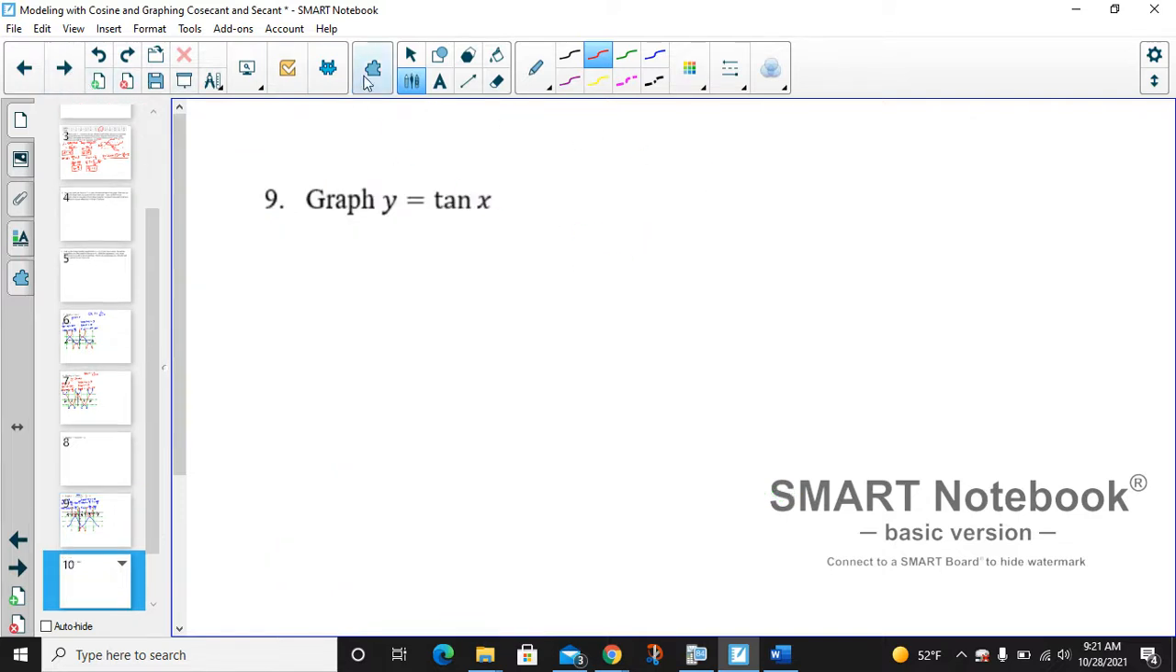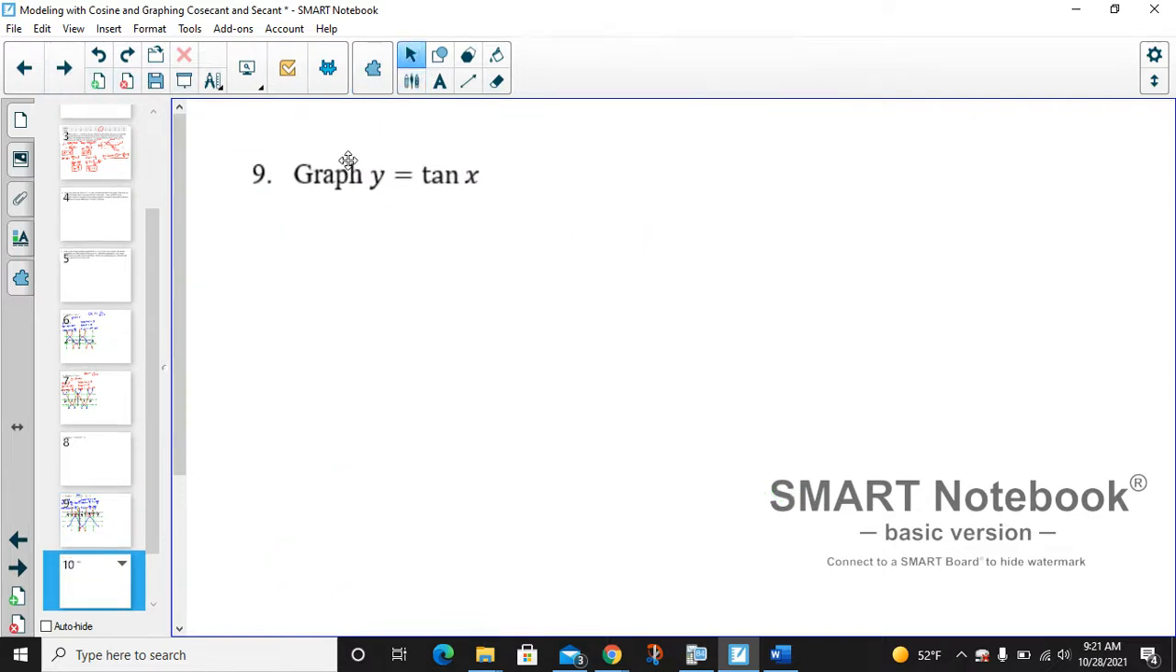Now, with tangent and cotangent, I'm only going to do the basics. These are almost never used to model anything in real life. So I don't really care that we get into complicated tangent and cotangent graphs. It's really not that big of a deal, I don't feel, for future mathematics. But we will look at the parent functions, if you will, the basic ones.